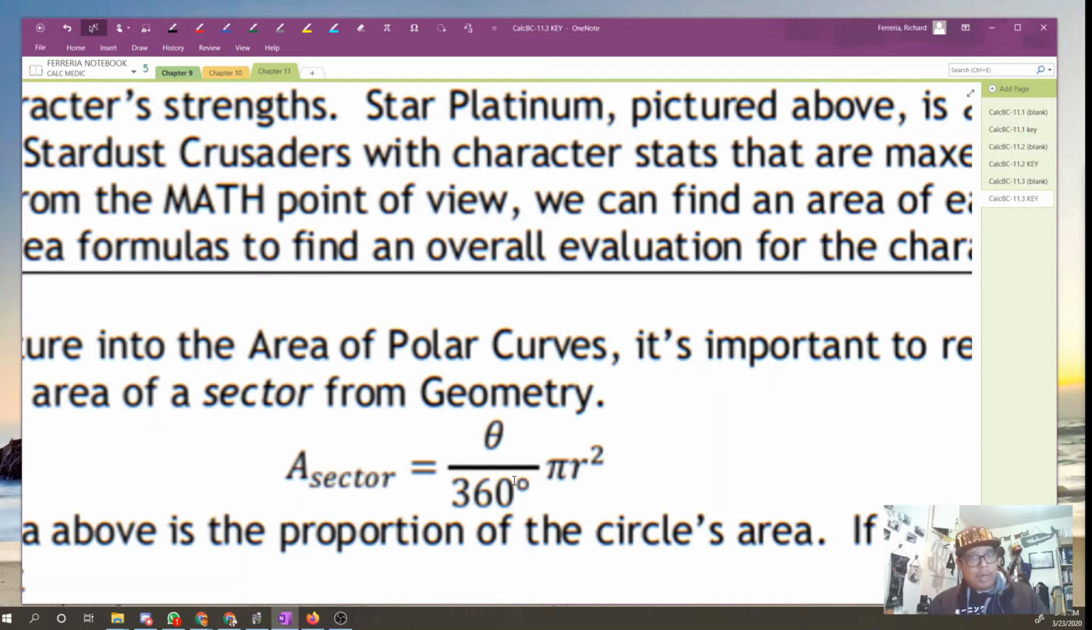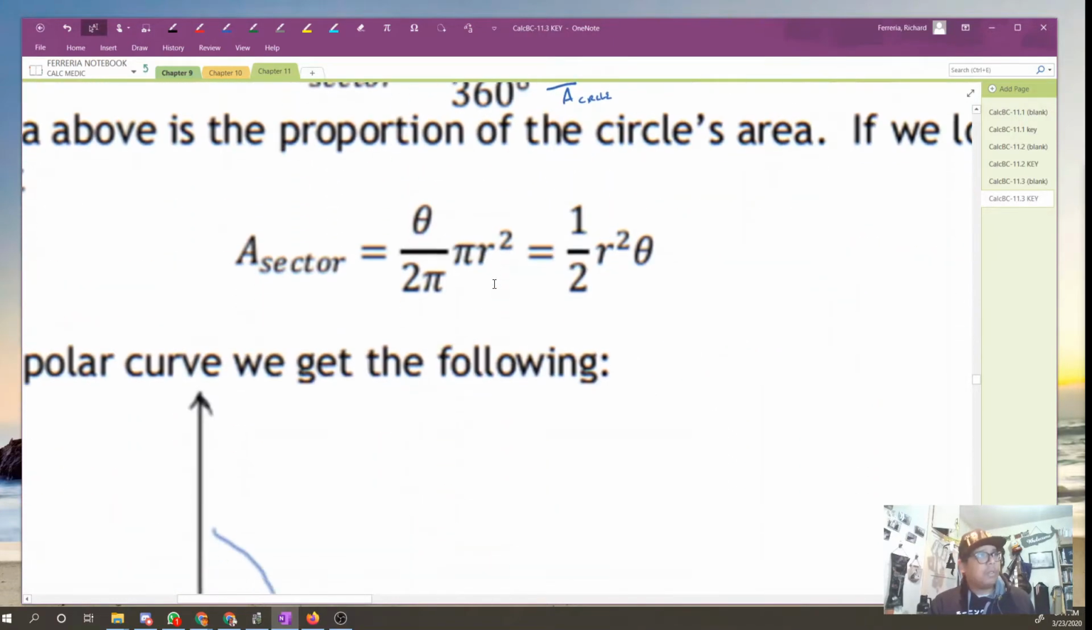So notice that the pi r squared part, that's just the area of a circle. And this right here is a proportion. So for example, let's say you wanted to find the area of 1/4 of a circle. Well, 1/4 of a circle would be 90 degrees out of 360 multiplied by pi r squared. And when you simplify that, what a surprise. The area of a quarter of a circle is a quarter of the area of the circle. Not really all that big of a deal.